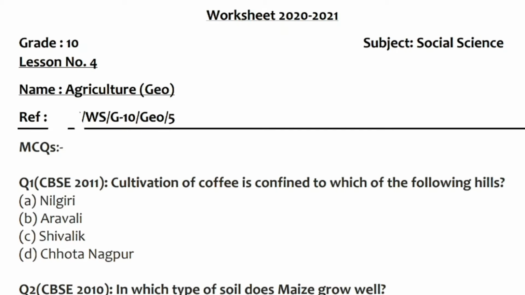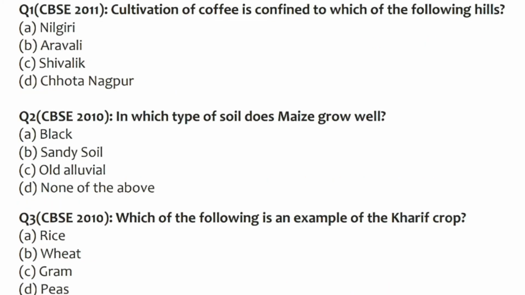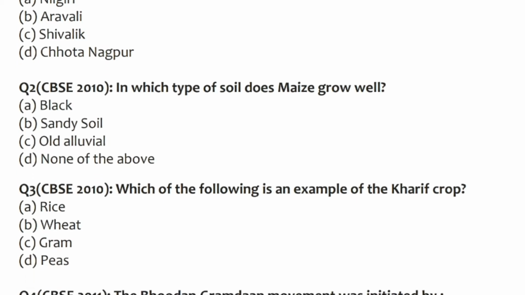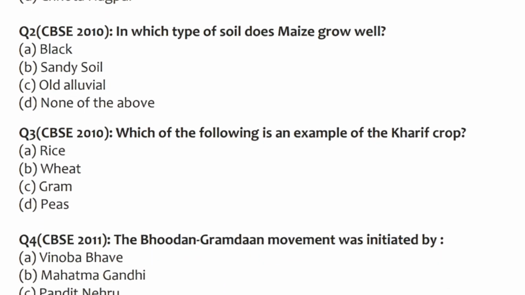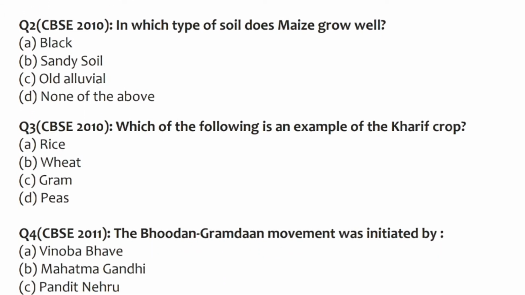1. Cultivation of coffee is confined to which of the following hills? A. Nilgiri, B. Aravalli, C. Shivalik, D. Chota Nagpur. 2. In which type of soil does maize grow well? A. Black, B. Sandy soil, C. Old alluvial, D. None of the above.